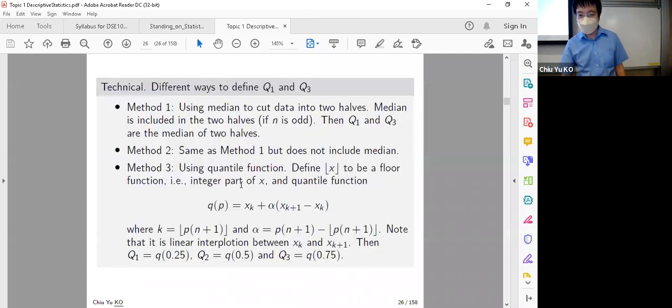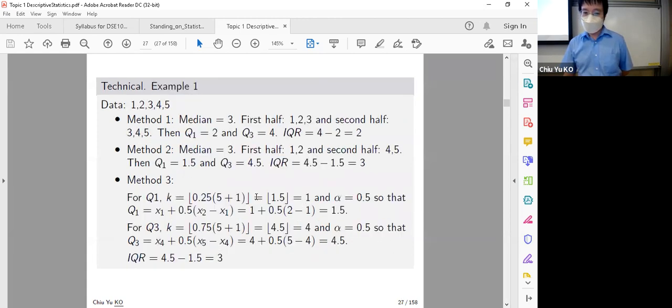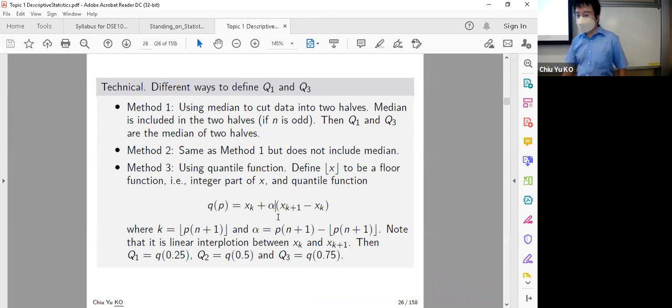So what I want to highlight in the last 2 minutes, hopefully a little bit enough time, is this function. Let this one be a floor function, which means we take the integer part. The formula is a little bit complicated; it asks you to do what we call interpolation. Maybe this is a little complicated, so I'll show an example, which will be easier.